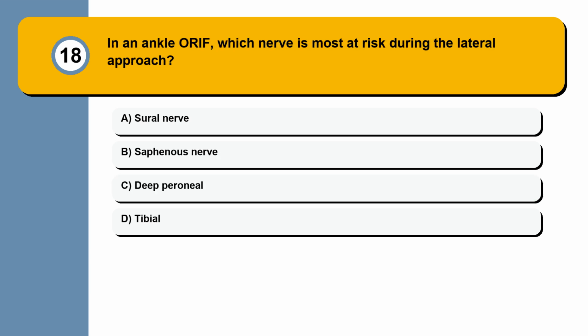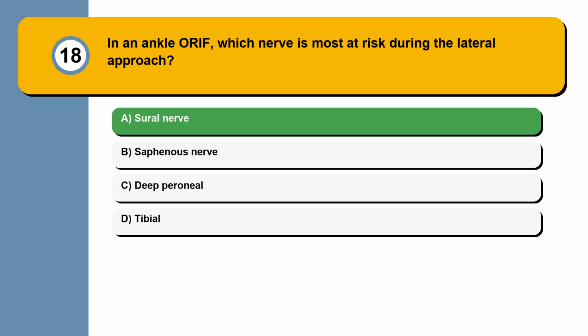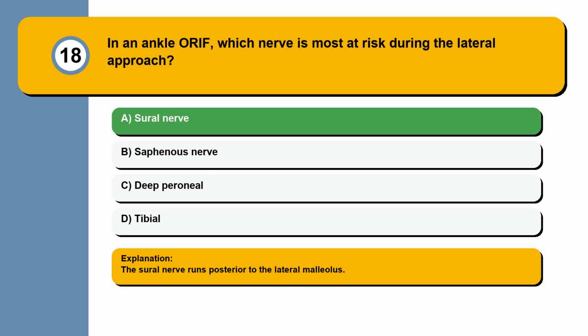Question 18. In an ankle ORIF, which nerve is most at risk during the lateral approach? Sural nerve, saphenous nerve, deep peroneal, tibial. The sural nerve runs posterior to the lateral malleolus.